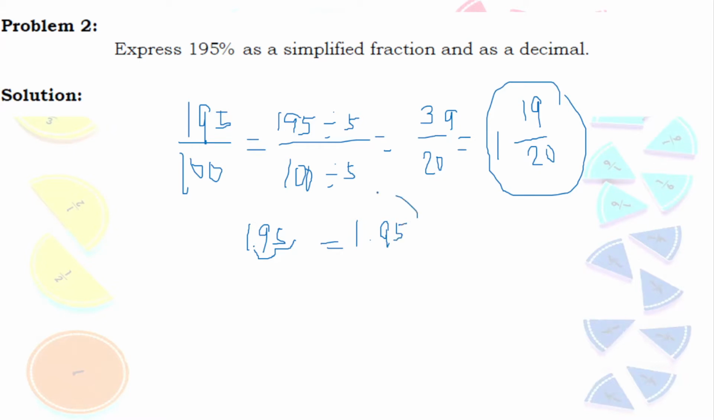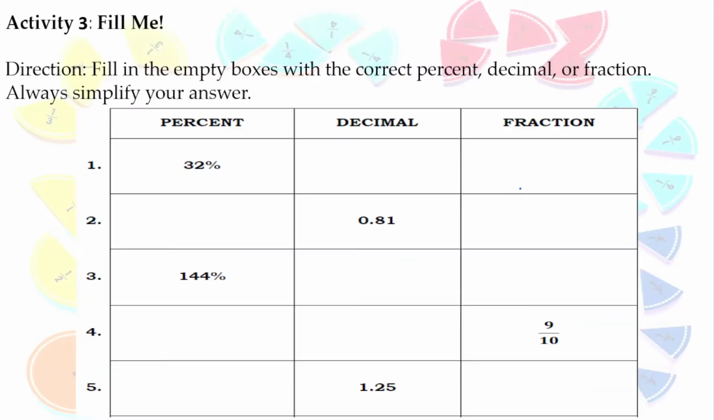So, yun po yung decimal ni 195%. Okay? Basta po kapag in percent siya, tapos gagawin yung decimal, you just need to move from right to left 2 places. And then kapag gusto niyo naman po gawin siyang percent, you just need to move 2 places from left to right. Okay? Always remember that. So, for your last activity 3, here, the direction is fill in the empty boxes with the correct percent, decimal, or fraction, and always simplify your answer.